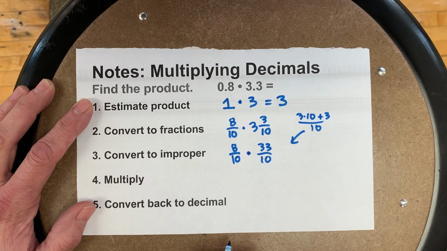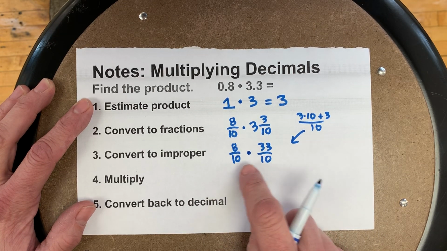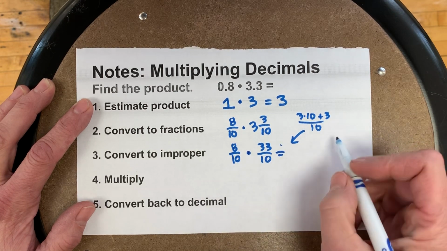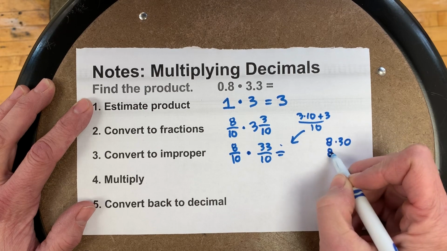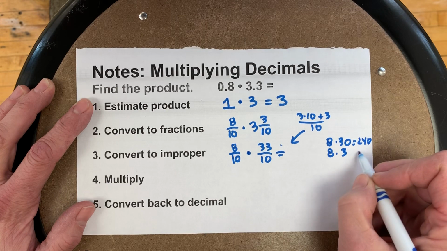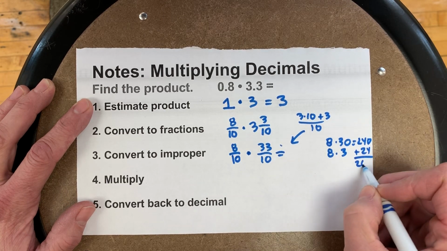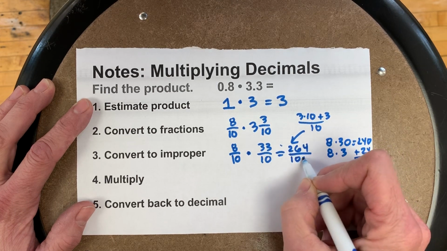So now we just multiply. When we multiply fractions, it's numerator times numerator, denominator times denominator. 8 times 33, if we do that without a calculator, we might want to think about it as 8 times 30 and 8 times 3 and get those products. So that's 240 plus 24. So we get a total of 264. So 264, and then 10 times 10 is 100.